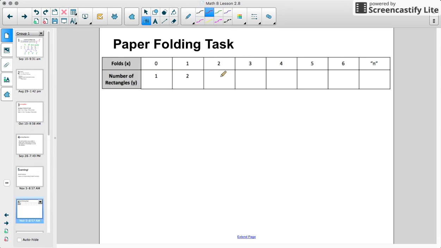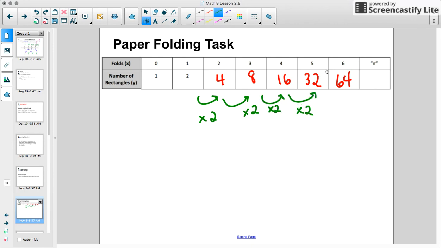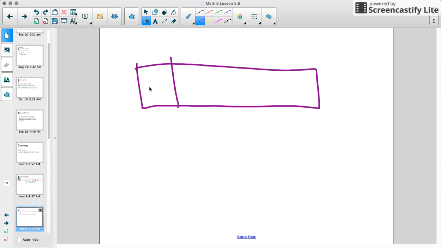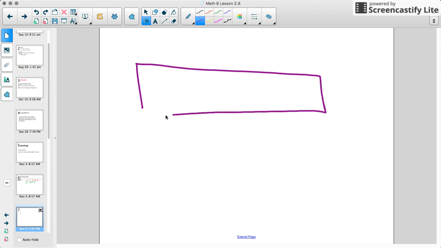So if you remember the paper folding task, you saw something like this happening, right? And again, what was happening is each time the y value was being multiplied by 2. Now, this is exponential. It's different than linear equations. Linear equations, what you learned last year, like taxi A and taxi B. Just trying to draw a little table here.